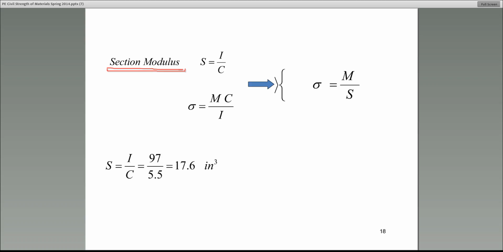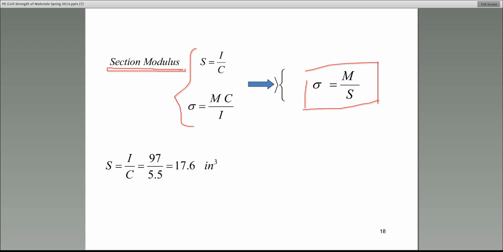And if you combine these two equations, S is equal to I over C, bending stress is MC over I. If you combine it, then sigma, bending stress, comes out to be M over S, moment divided by the section modulus. Designers of steel structures use this concept a lot to decide the dimension and what size beam to choose.